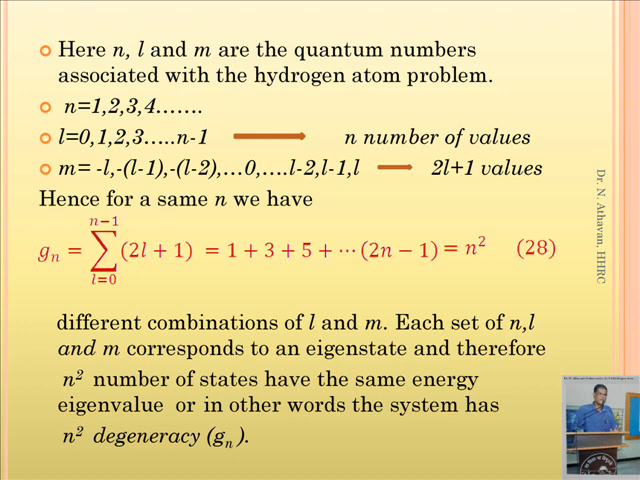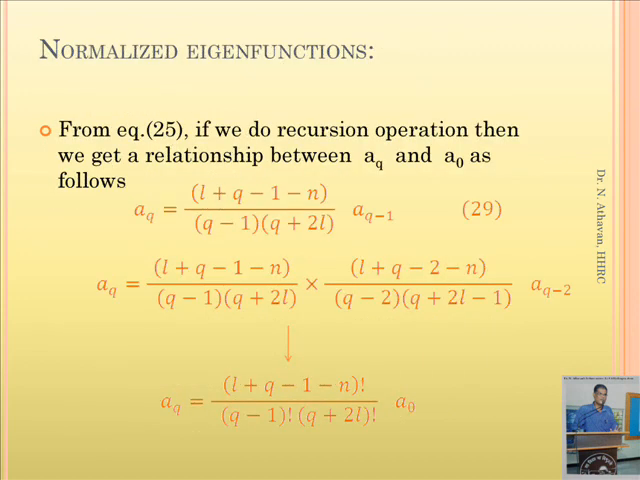That is, for a particular value of n, we have n square states of the same energy eigenvalue. So we have finished our part with the eigenvalues. We are moving to the normalized eigenfunctions part.